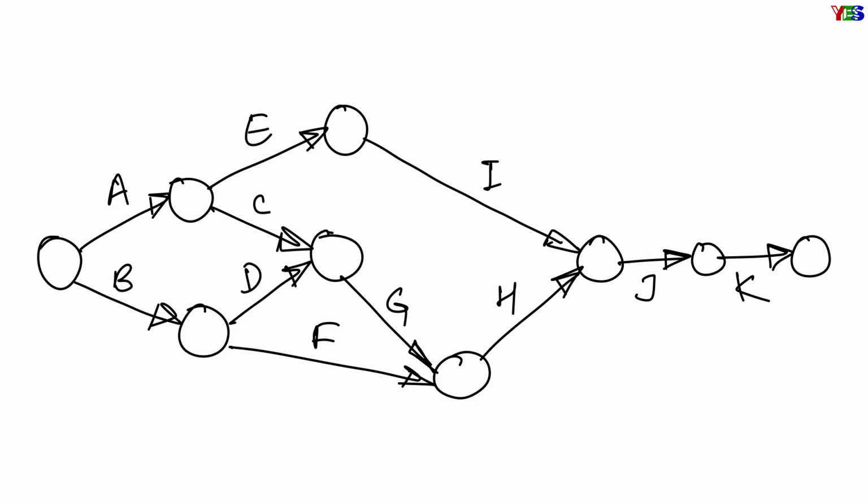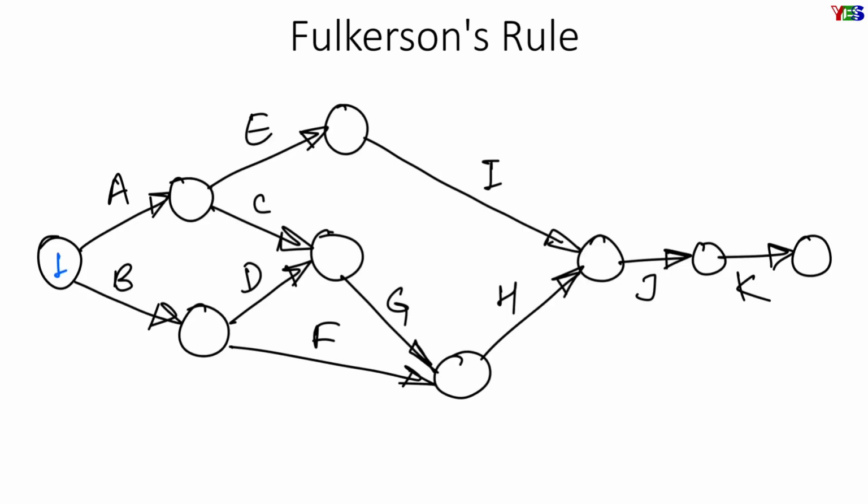Next we will have to give numbers to the different events. For that there is a rule called Fulkerson's rule. According to the rule, give the first number to the event which initiates this network diagram, and after that delete the outgoing activities. In this example, A and B.